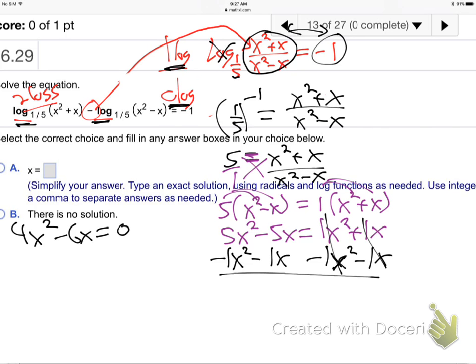Then what do we do from there? Yeah, can you finish that up? Go ahead and factor. Factor that thing and finish it up.